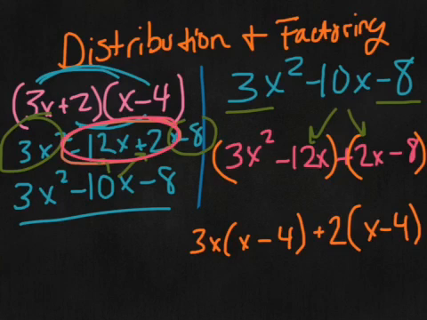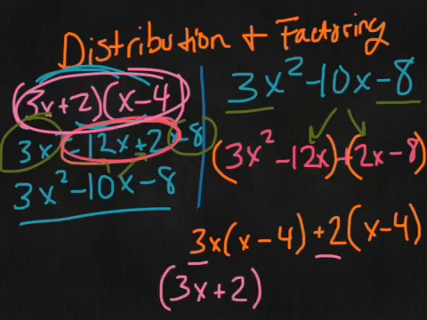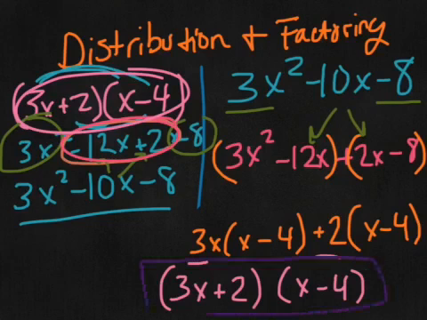So now we can rewrite this as the original polynomial that we had to begin with. We have 3x plus 2, and this is just the distributive property that allows us to do this. And then we have x minus 4, and that is this factored. That is the process of factoring, how we take that polynomial, that quadratic trinomial, which will look like a quadratic equation, and then we can factor that out. So this was looking at the distributive property and factoring side by side.